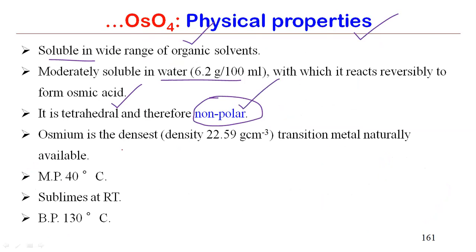One important feature is that it is one of the densest elements in the periodic table, having a density of 22.59 grams per cubic centimeter. So this is quite high. The melting point is 40 degrees centigrade and the boiling point is 130 degrees centigrade. So these are some physical properties of osmium tetroxide we have to remember.